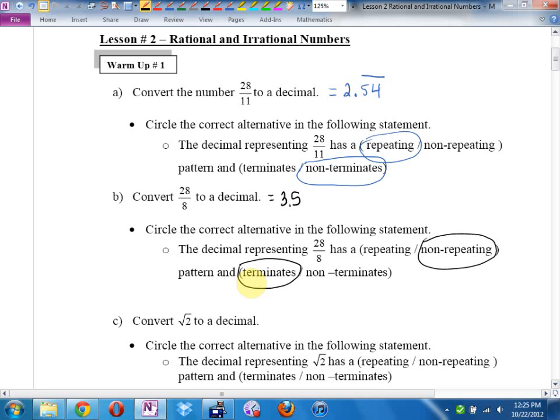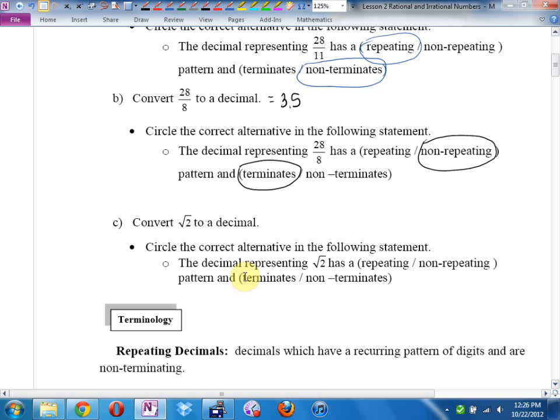Are there any examples that don't terminate, so they go on forever, but don't repeat? Yes. There's a famous one right there. But believe it or not, there's lots of them. In fact, there's more of those than the ones that don't. That's actually been proven. And you may think, really? Yeah. For example, try example C, convert root 2 to a decimal.